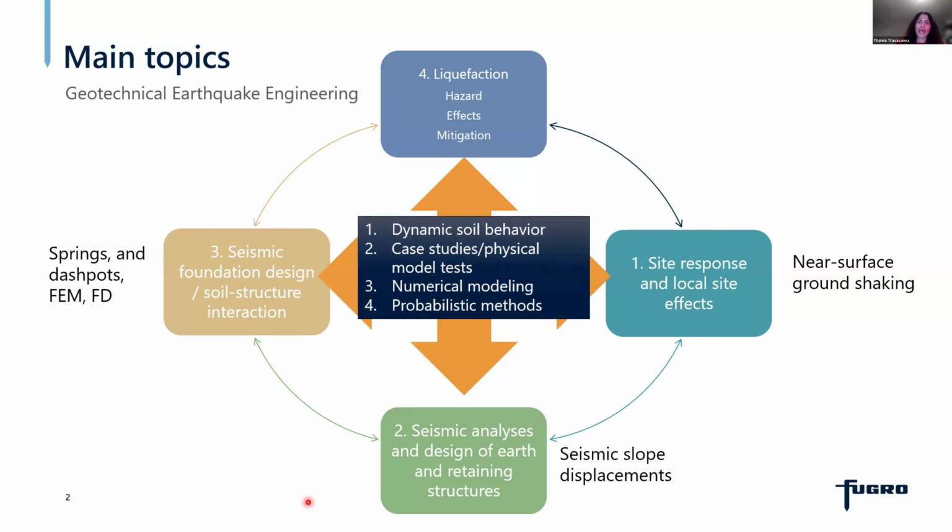There are also some areas that can be viewed as enablers, and progress in these areas triggers significant advancements in our main topics, including adoption in practice. And this is not a comprehensive list, but it includes the characterization of dynamic soil properties, availability and ability to perform physical model testing that allows for calibration and validation, numerical modeling platforms, and the availability and incorporation into assessments of probabilistic and stochastic approaches.